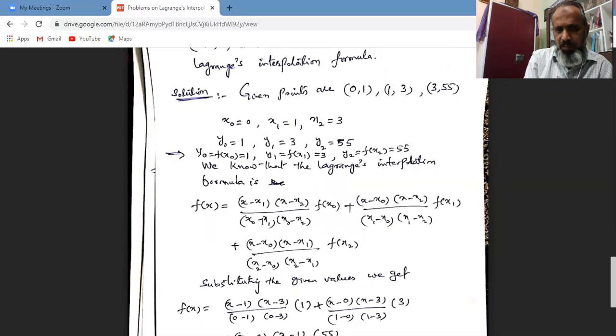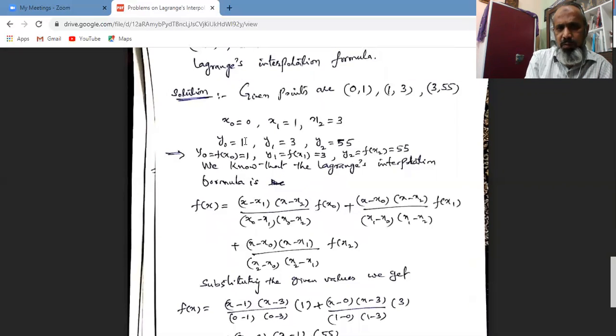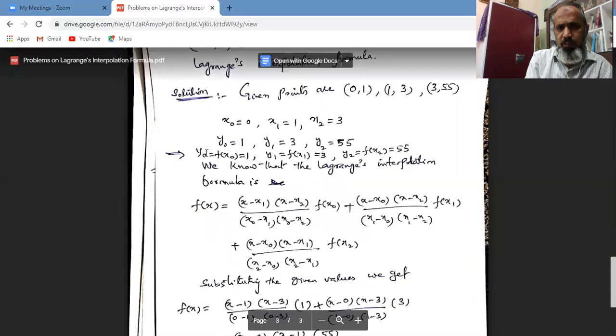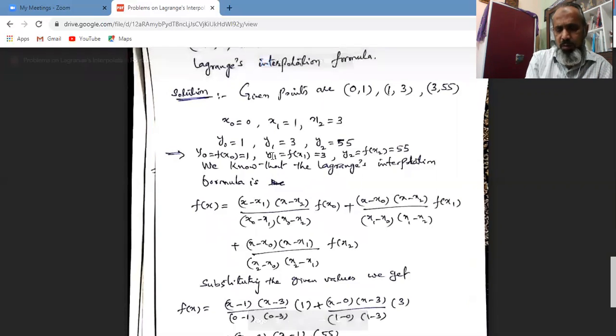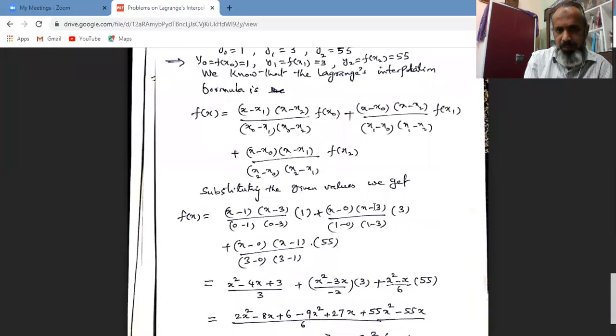So substituting the values x0, x1, x2 and f of x0, f of x1, f of x2. So we know the values of x0, x1, x2 and f of x0, f of x1, f of x2. If we substitute these values in this polynomial, we get the Lagrange's interpolation polynomial of degree 2, that is the parabola. Now substituting the values, x as it is, what is x1? x1 is 1, x minus x2, x2 is 3.